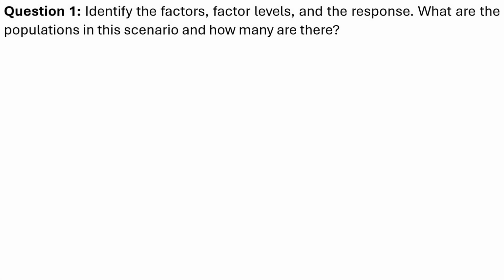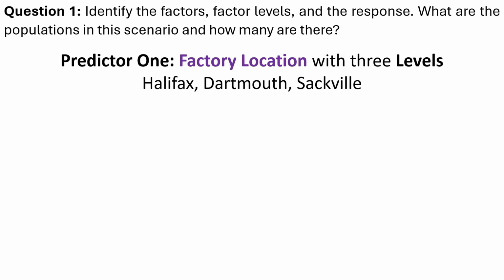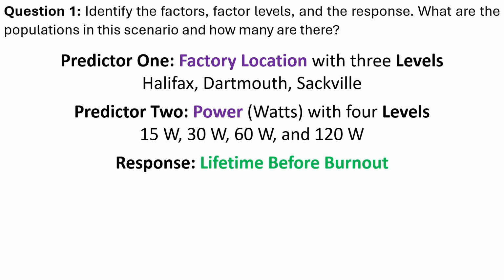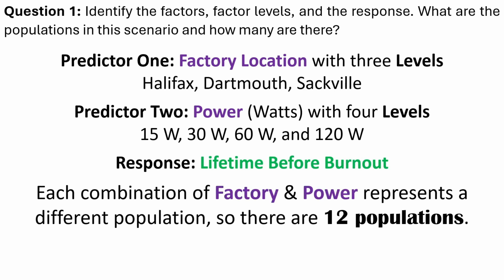Right, so the first question is to identify the factors, factor levels, and the response, and to say something about what the populations are. So predictor 1 is factory location with 3 levels. Predictor 2 is power with 4 levels. And the response variable is the lifetime before burnout. Each combination of factory and power represents a different population of light bulbs, and so there are 12 populations in total in this scenario.